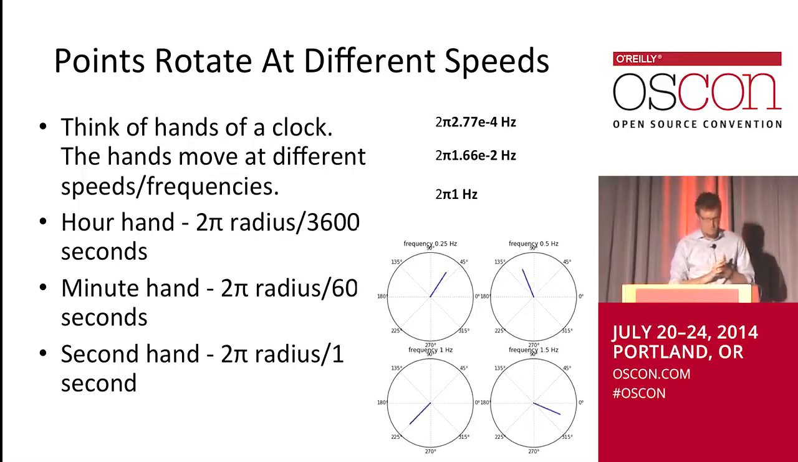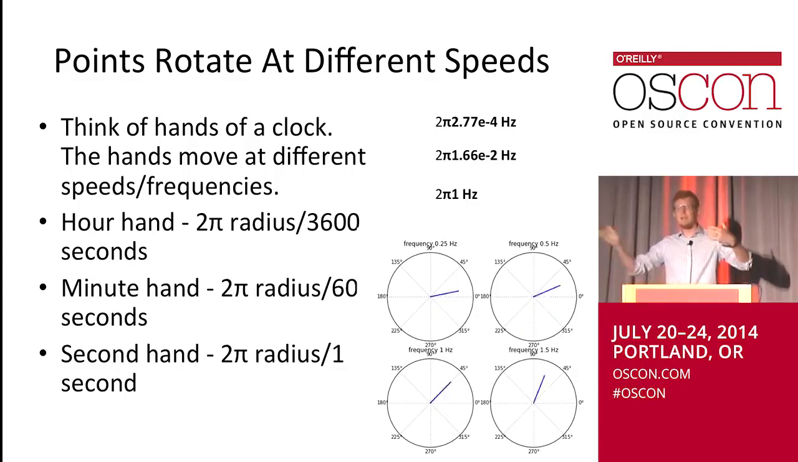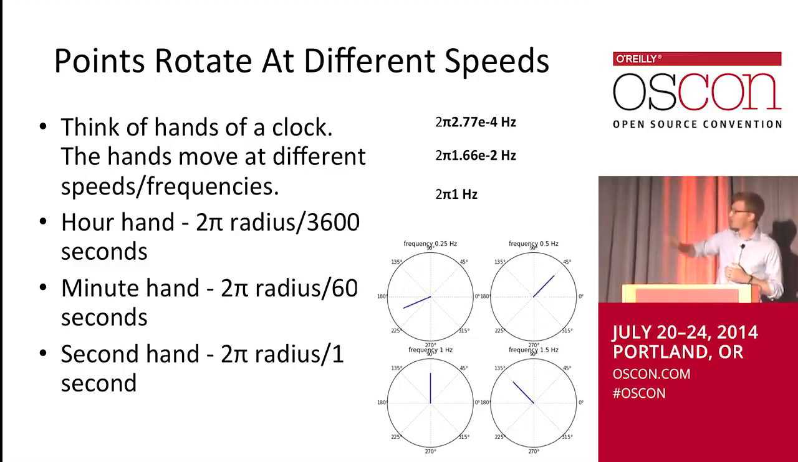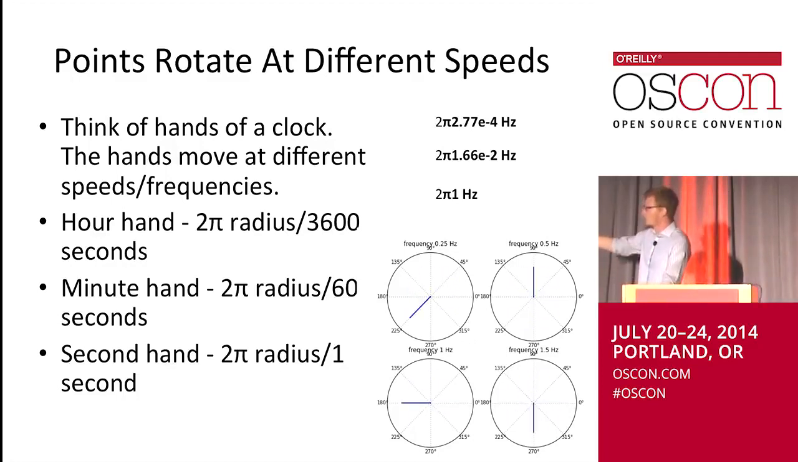And then the minute hand travels that same distance, the circumference of the circle, 2 times pi times the radius of that circle. It does it in 60 seconds. And the second hand, again, is moving around the face of this clock, is traveling around the circle, but it does so in 1 second. And illustrated here in the bottom right is, again, points rotating around the circle at different speeds or different frequencies. The top left circle is the lowest frequency, and it increases down to the bottom right.